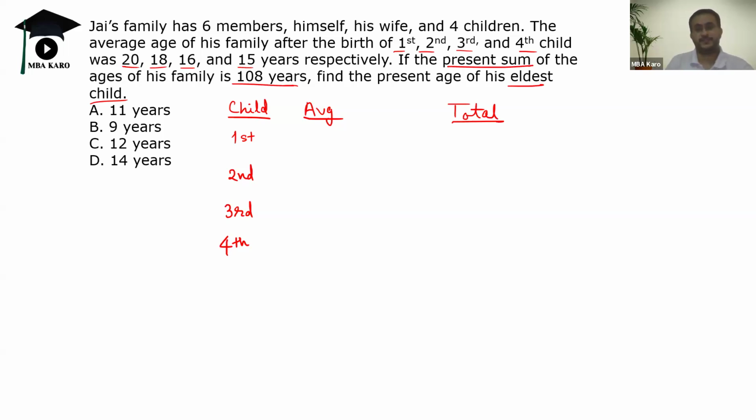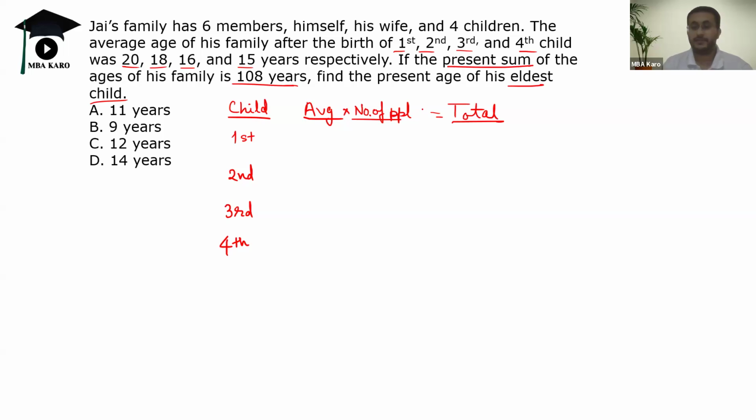So when the first child is born, right? What is the number of people in the family? How do we get the total? Average into number of people. Average into number of people will give the total age, right?